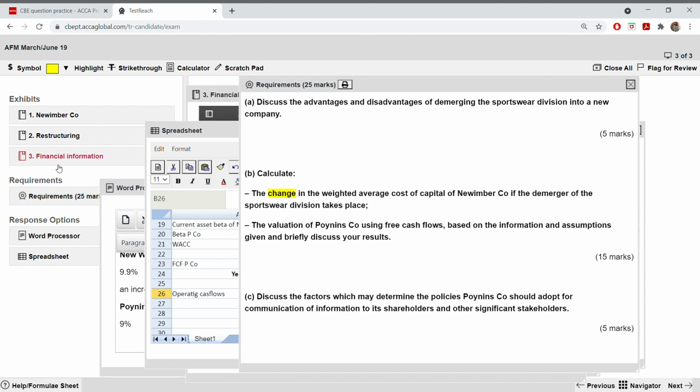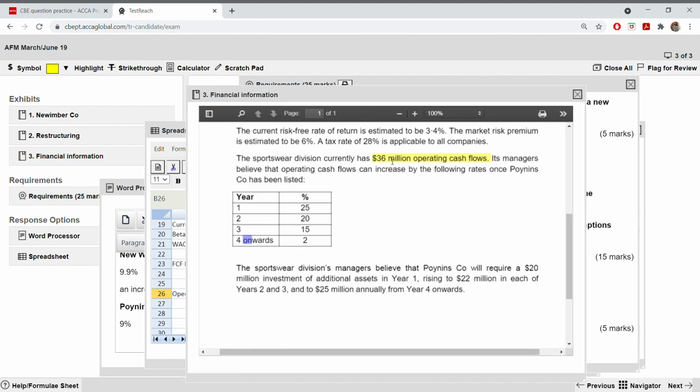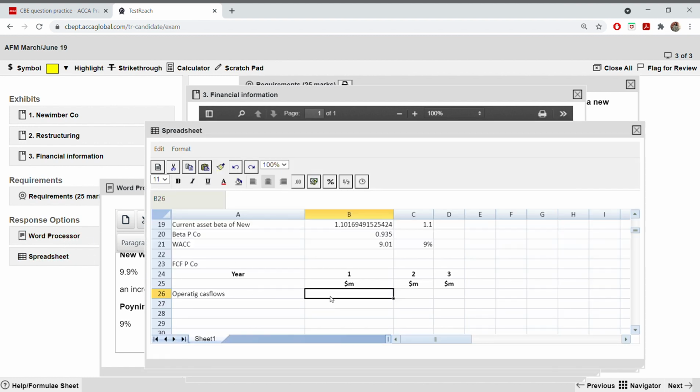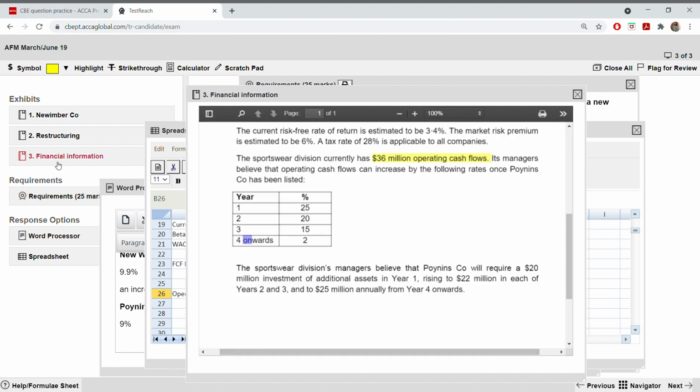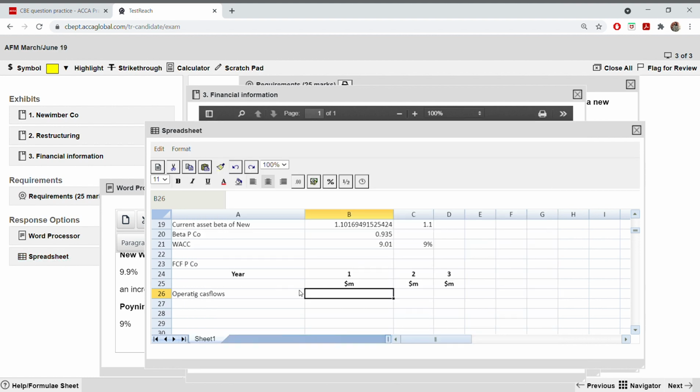So for operating cash flow, the financial information told us it is 36 million, but in the first year you have to inflate it by 25%. So how do you do that? You can do it in the calculator: 36 into 1.25, or you can do it here also, equal to 36 into 1.25, because 25% is 0.25.